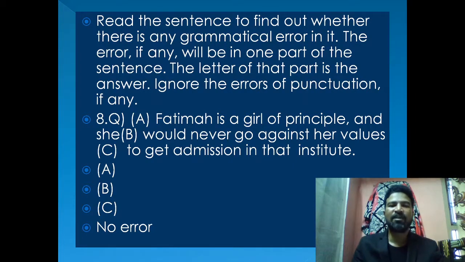Fatima is a girl of principle and she would never go against her values to get admission in that institute. So the error is in part A. Fatima is a girl of principle. It should not be principle, it should be the plural of it. Fatima is a girl of principles and she would never go against her values to get her admission in that institute. So the error is present in part A of the sentence.